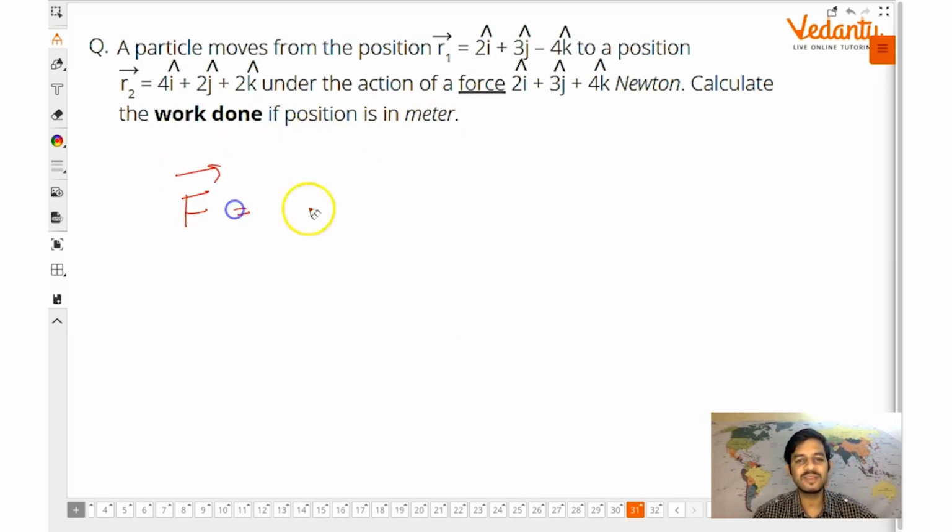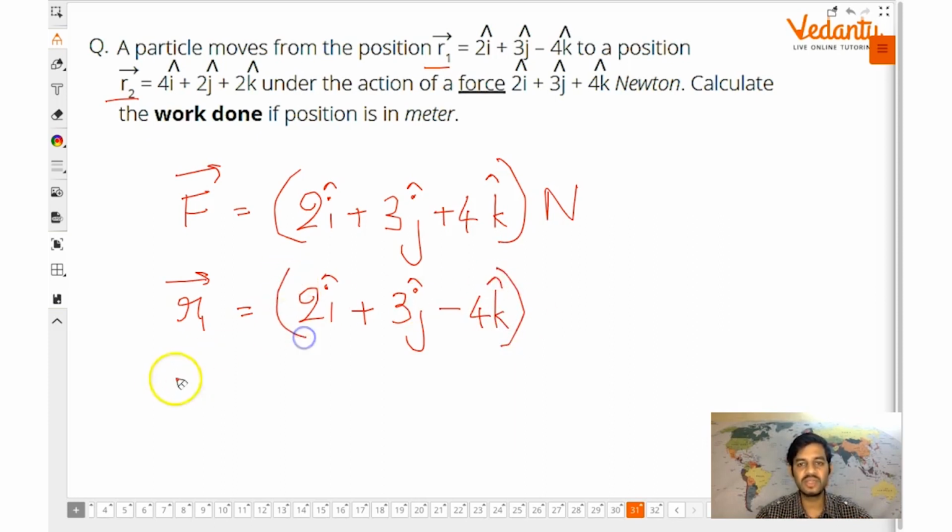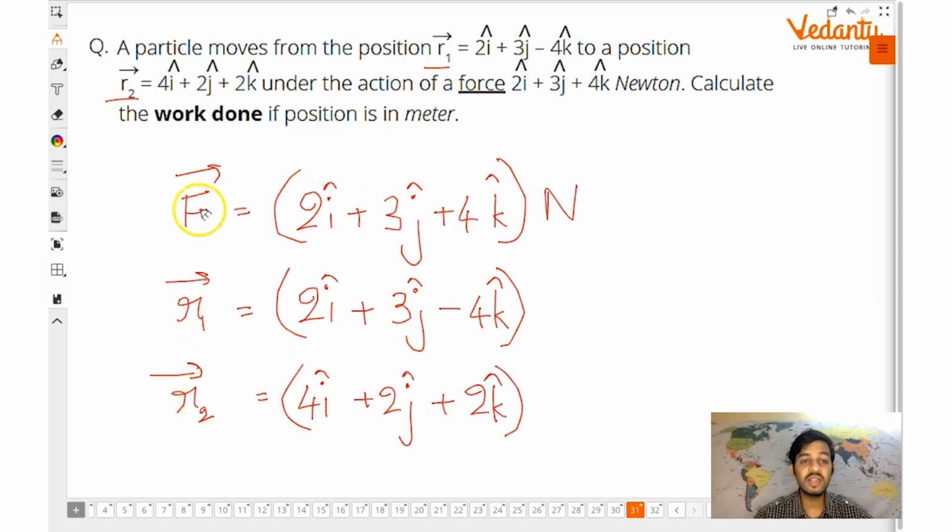Force is given 2i cap plus 3j cap plus 4k cap newtons and particle is displaced from r1 vector. Guys, this is also called position vector. If you talk in terms of coordinates 2, 3, -4, this will be coordinates. But if you talk of position vector 2i cap plus 3j cap minus 4k cap. So body is displaced from position vector r1 to position vector r2. Under the influence of this force, you have been asked to find the work done.